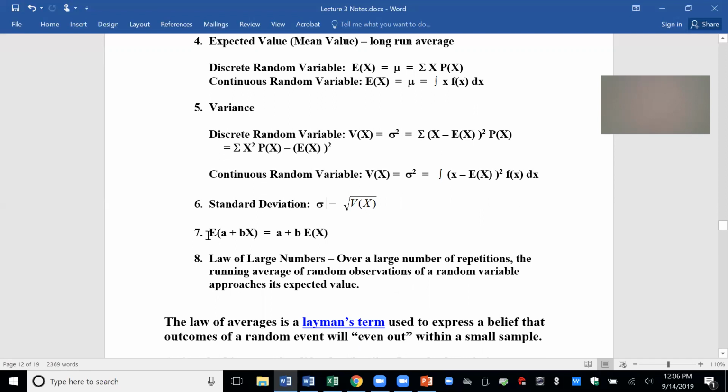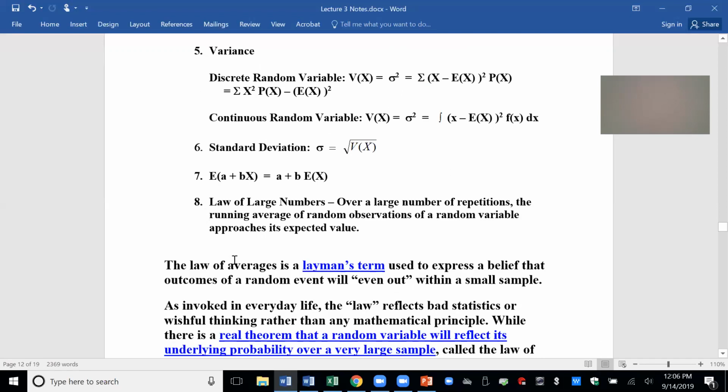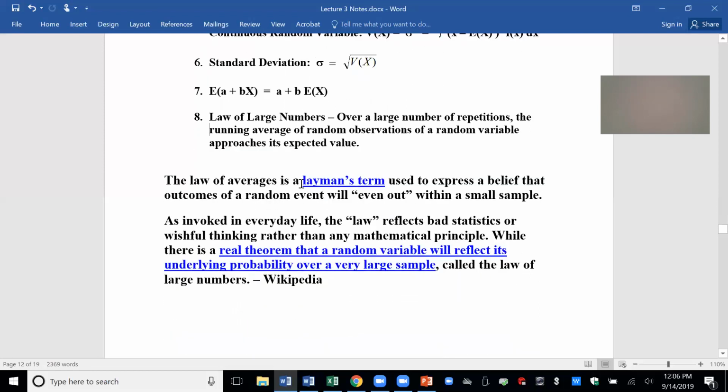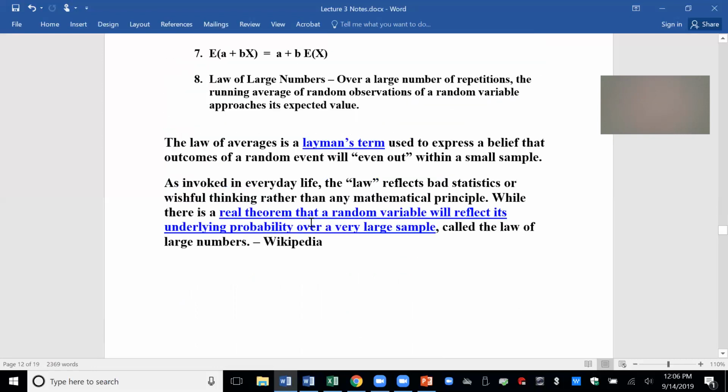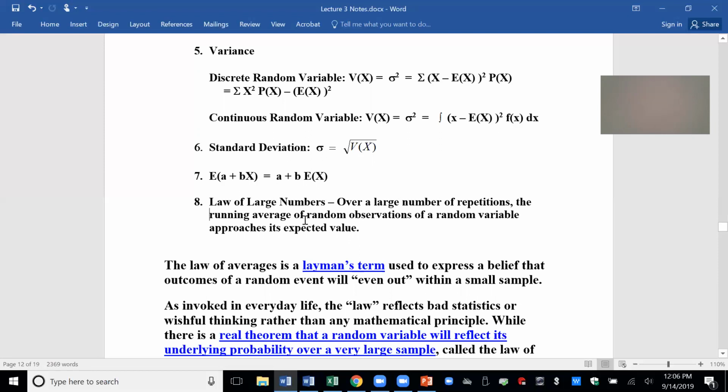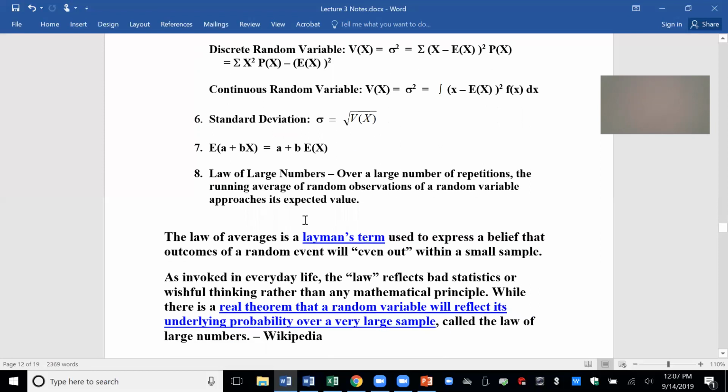Rule 8 says the law of large numbers. Over any large number of repetitions, the running average will approach the expected value. As we saw last time, I gave you illustrations. There is no such thing as the law of averages. It's a layperson's term from people who really have no comprehension of statistics and probability theory. The only thing we have is the law of large numbers, and the law of large numbers only talks about the future. It says nothing about the past.